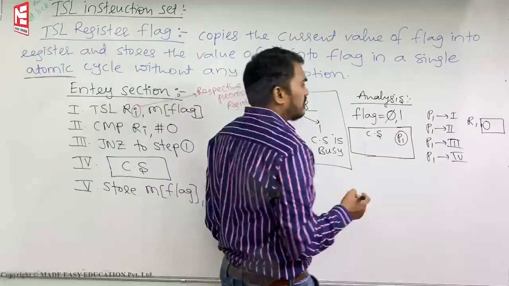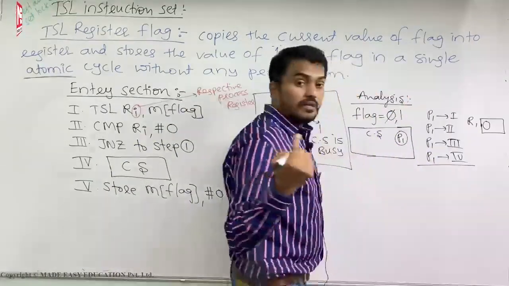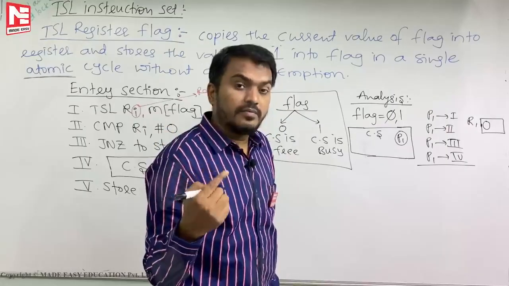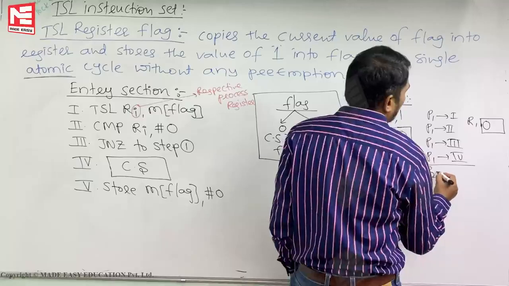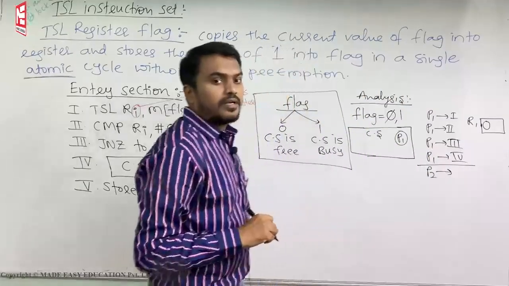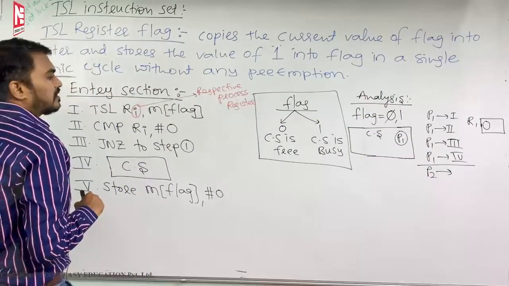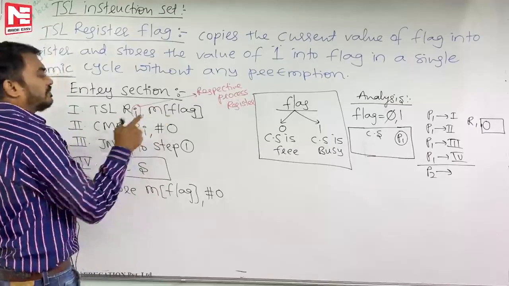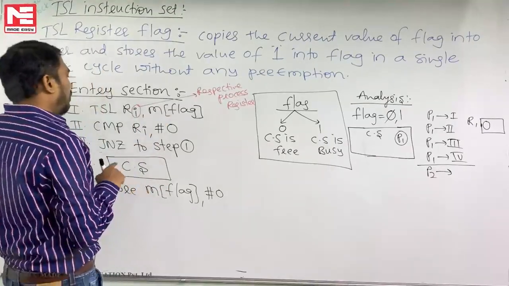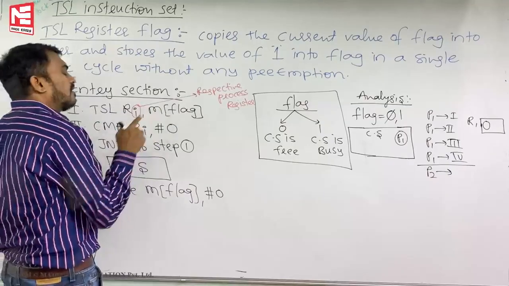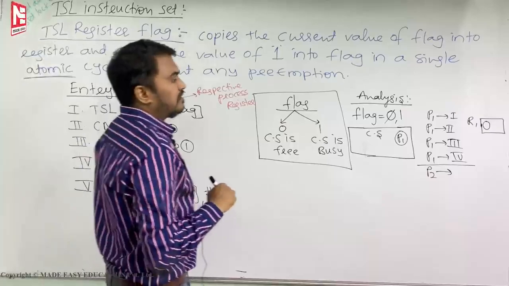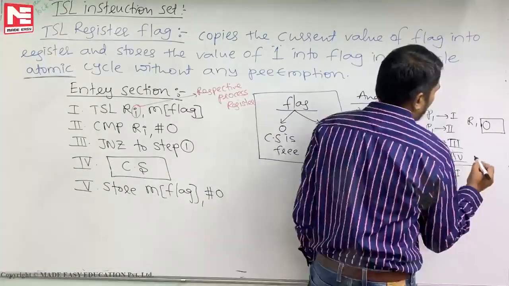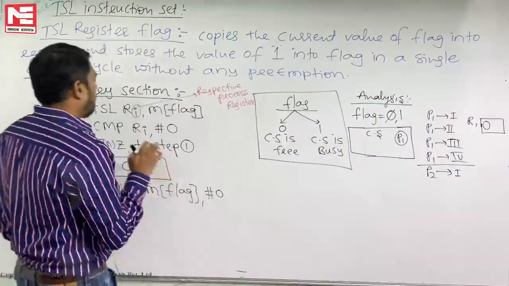Now try for P2. Remember, code can be used by any number of processes. P1, P2, P3, P4, you can take as many as you like. So next, let's execute P2. Now P2 is trying to enter, so let's see what will happen. P2 is executing the first instruction. What is the first instruction? TSL RI, M of flag.